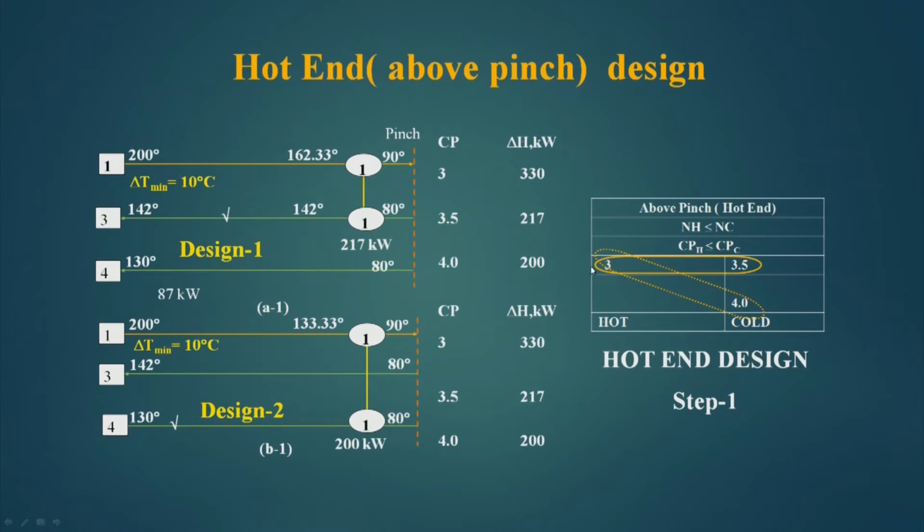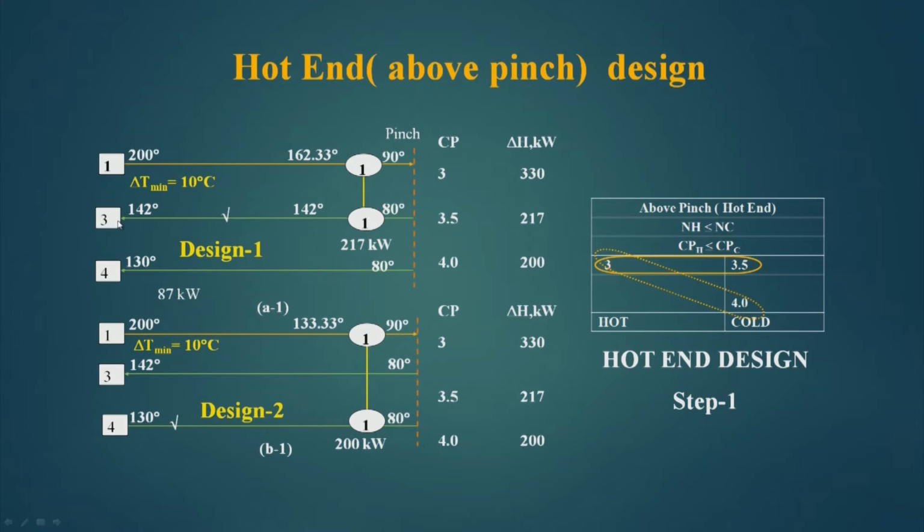Now, as we are matching 3 and 3.5 for design 1, let us put a match between the hot stream 1 and the cold stream 3. As it can give 217 kilowatt of heat directly, I put a match here, heat exchanger number 1, and we keep the capacity of the heat exchanger as 217 kilowatt based on the Tick-off rule. That means maximum heat transfer at one go has to be done.